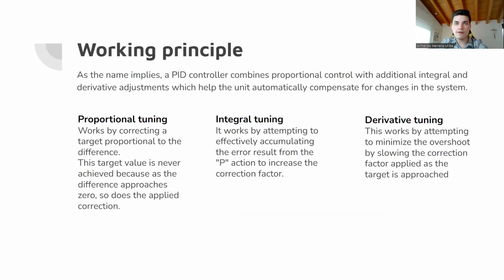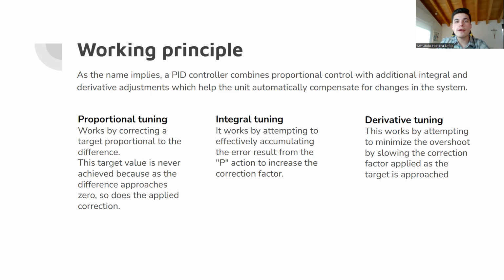Talking about the working principle of a PID controller, as the name implies, the PID controller combines the proportional control with additional integral and derivative adjustments that will help to automatically compensate for any errors or changes in the system. Basically, the proportional, integral, and derivative terms of the PID controller will have to be tuned depending on the differences between the values, or the correction factor. And the correction factor, in fact, will be calculated and applied to the input. For instance, following the same example of temperature, if the temperature of an oven is below the set point, then the heat will be increased.